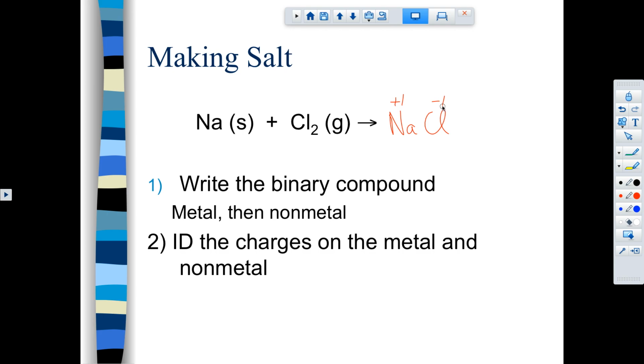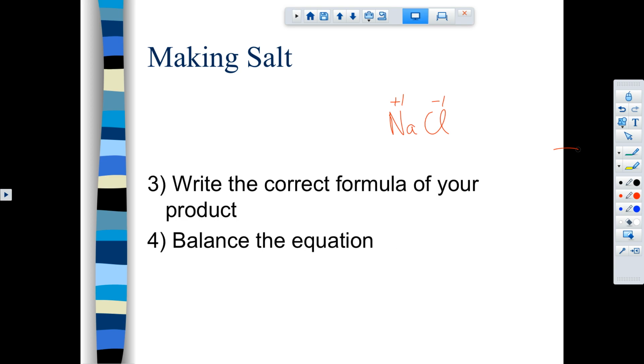Notice that I'm not writing the formula NaCl2, because if I have 2 chlorines on the left side, I need 2 chlorines on the right side. That's not the correct formula for sodium chloride. You have to go with whatever the charges are. So Na plus Cl2 gives us the correct products. Once you write the correct formula, then balance the equation.